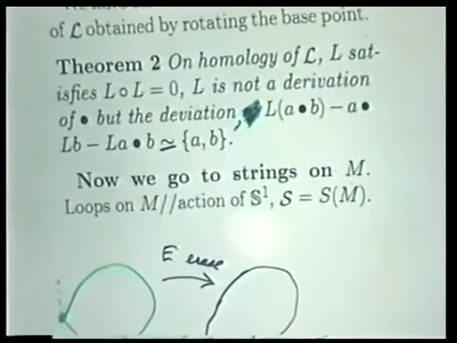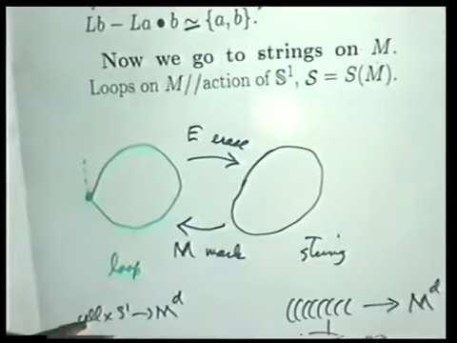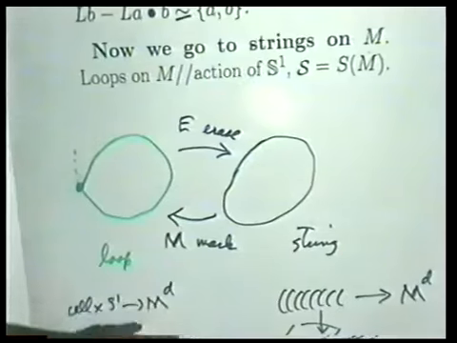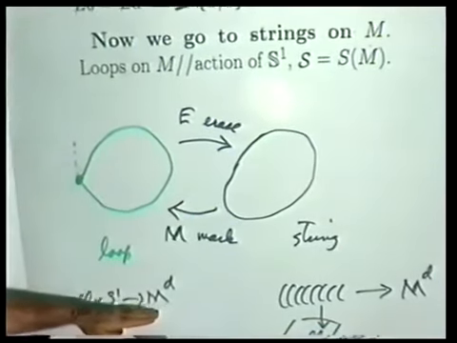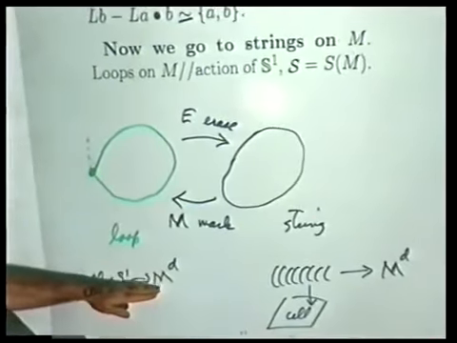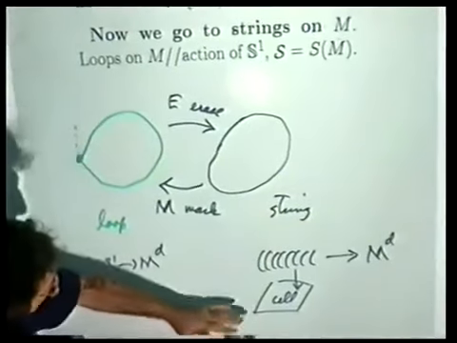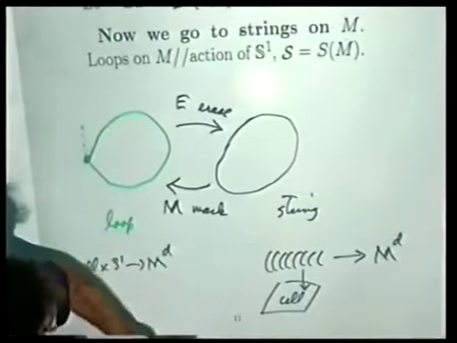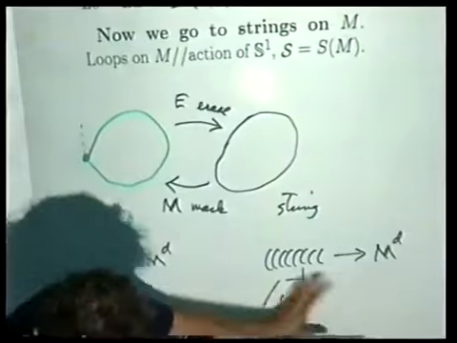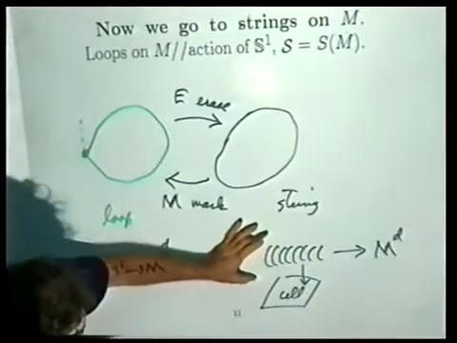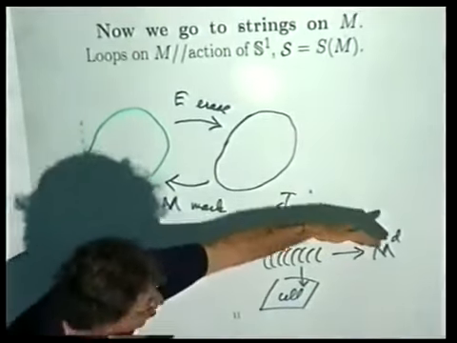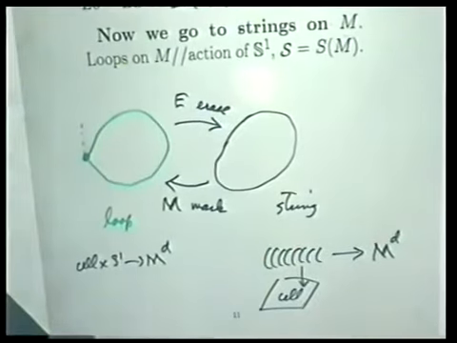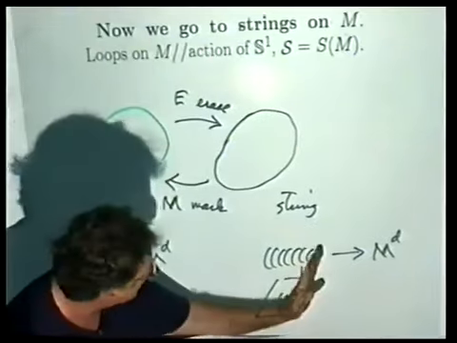I have a little more detail here. A cell in my loop space was formally a map of a cell across the circle into M. That's the operational definition of a cell. A cell of strings is the following, a little more abstract, but this is what you can work with. You have a cell or any family, you have a circle bundle over that cell and a map of the total space into M. That's a nice way to say what a family of circles is.